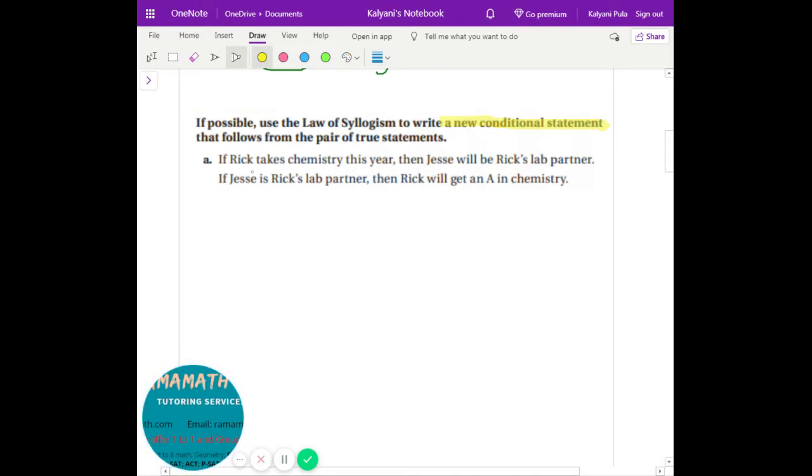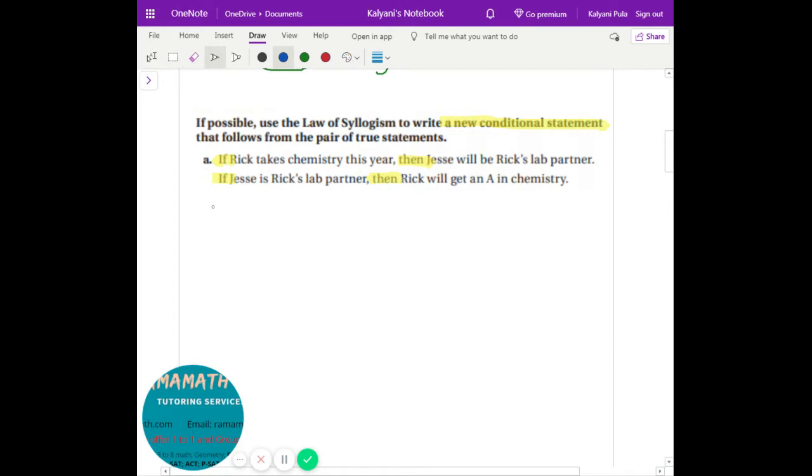So if Rick takes chemistry this year, then Jesse will be Rick's lab partner. If Jesse is Rick's lab partner, then Rick will get an A in chemistry. So there are two conditional statements, each with an if and a then. From this, definitely we can see that the conclusion of the first statement is the hypothesis of the second statement. So you can write a new statement.